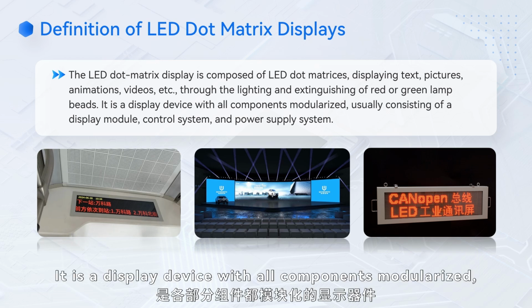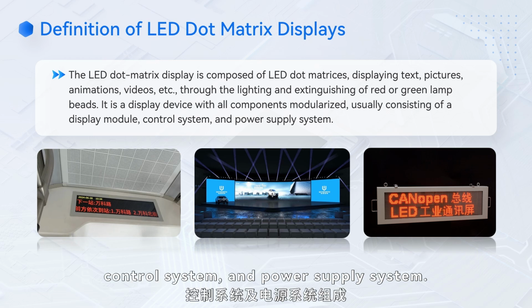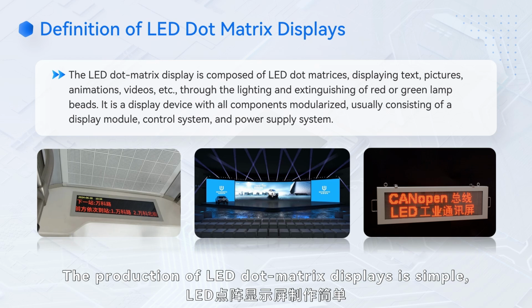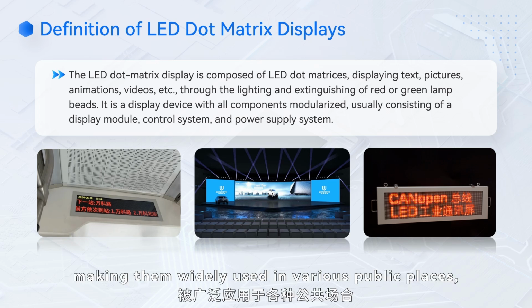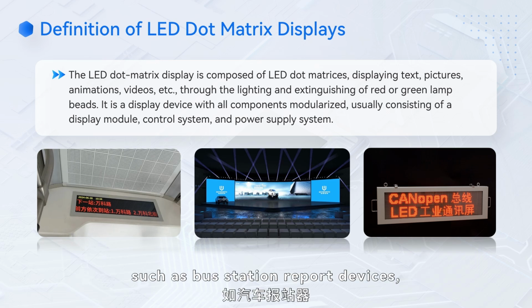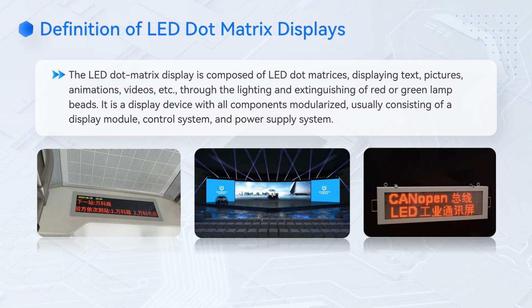It is a display device with all components modularized, usually consisting of a display module, control system, and power supply system. The production of LED dot matrix displays is simple, and the installation is convenient, making them widely used in various public places, such as bus station report devices, advertising screens, and bulletin boards.